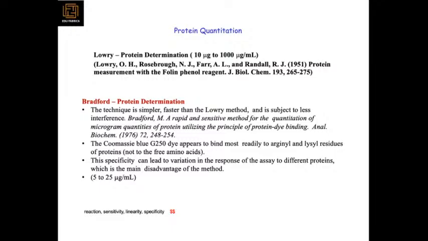This technique is simpler and faster than the Lowry method, and is subject to less interference. In this case, Coomassie Blue G250 dye appears to bind mostly readily to arginyl and lysyl residues of proteins, and this specificity can lead to variation in the response of the assay to different proteins, which is the main disadvantage of the method. So let's watch the video.